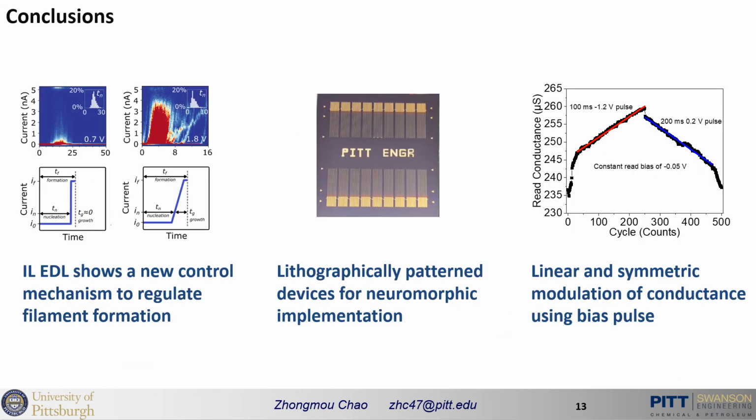In conclusion, we uncovered a new control mechanism to regulate filament formation dynamics using the ionic liquid electric double layer. We have no reason to believe such control mechanism is unique to our system, and therefore could be exploited for other material systems or for different applications. Also, we have demonstrated linear and symmetric modulation of filament conductance using bias pulse on lithographically patterned devices, making our system promising for neuromorphic applications.